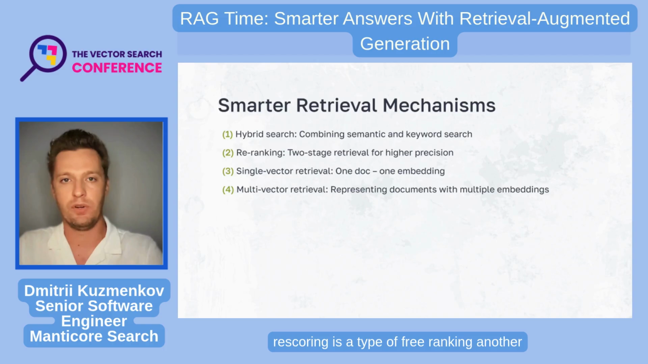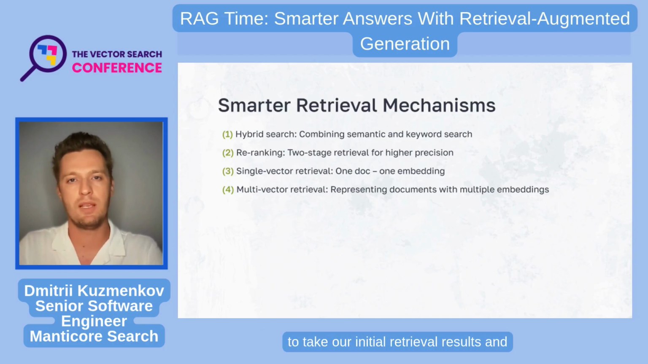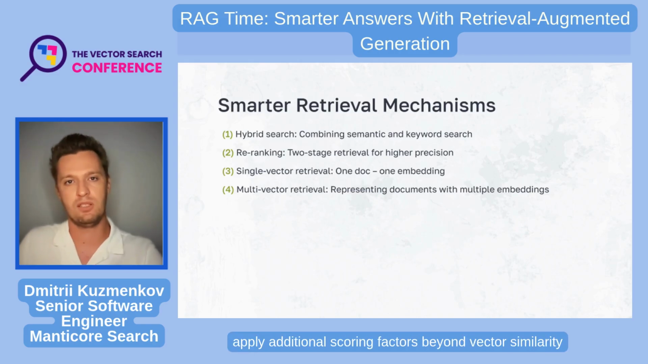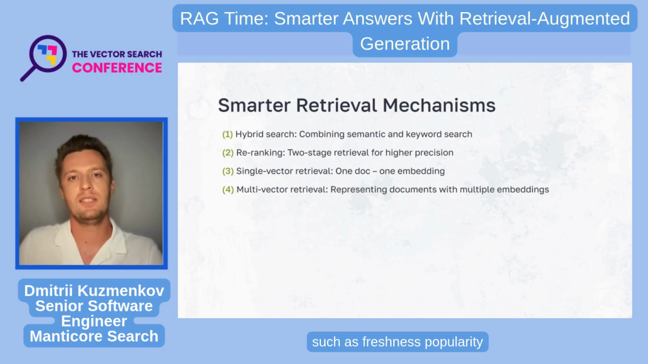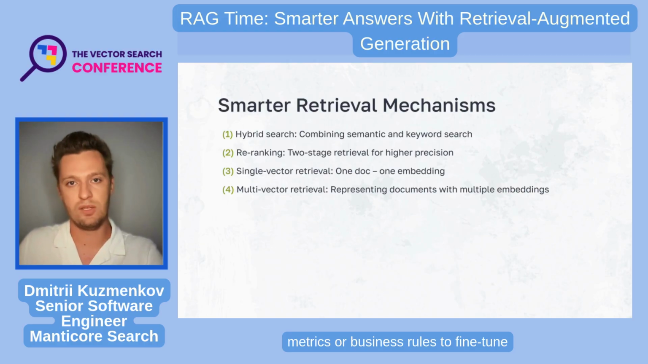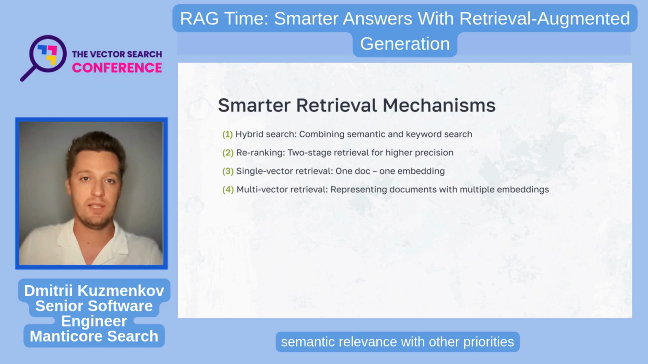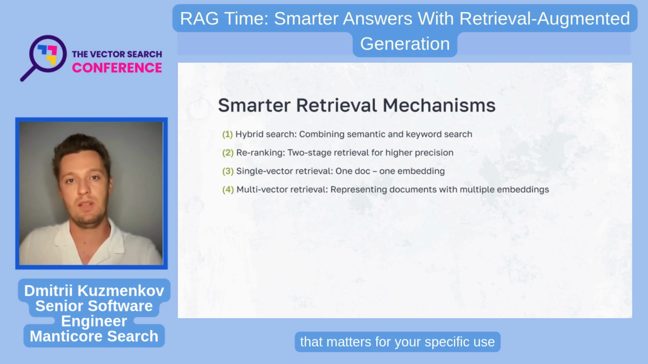Rescoring is a type of re-ranking. Another powerful technique worth mentioning. It allows us to take our initial retrieval results and apply additional scoring factors beyond vector similarity, such as freshness, popularity metrics, or business rules to fine-tune the final ranking. This helps balance semantic relevance with other priorities that matter for your specific use case.